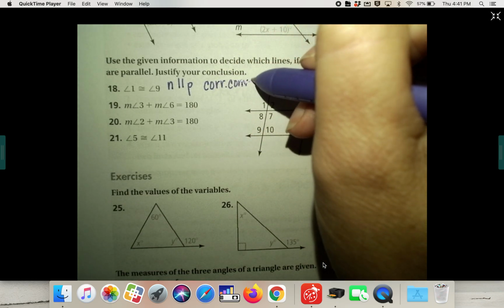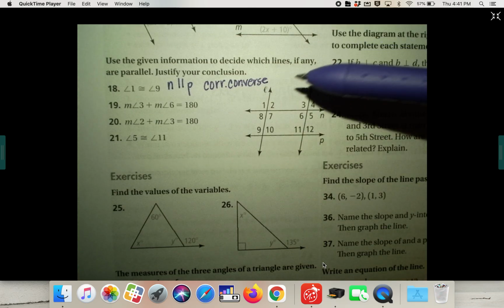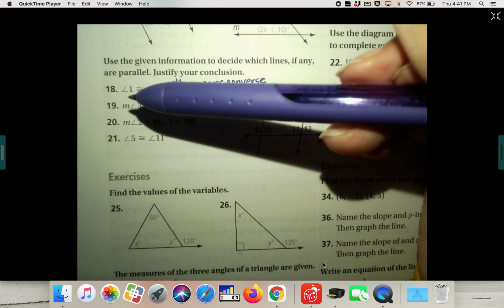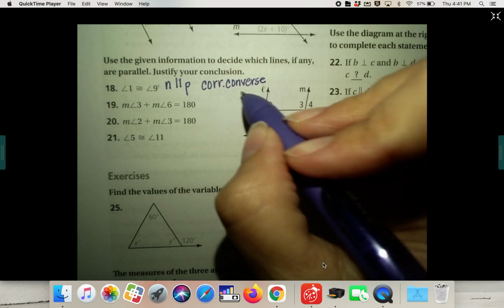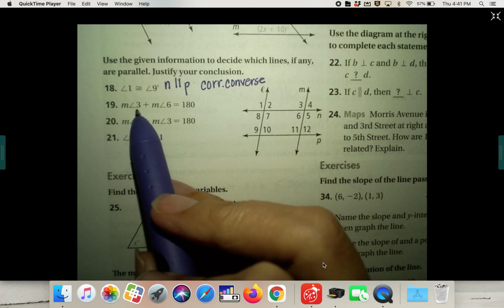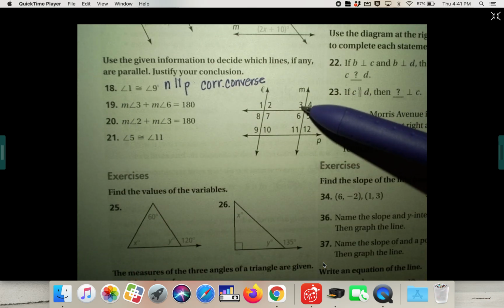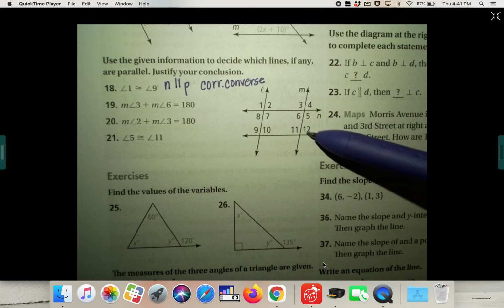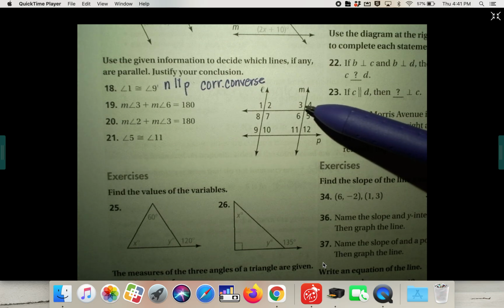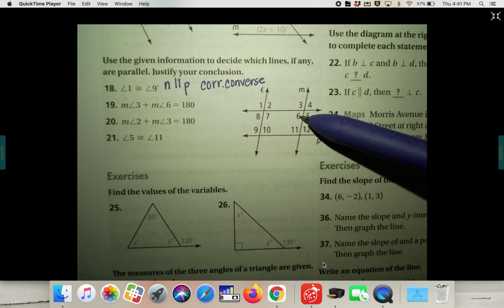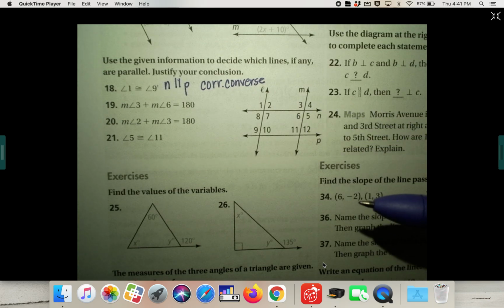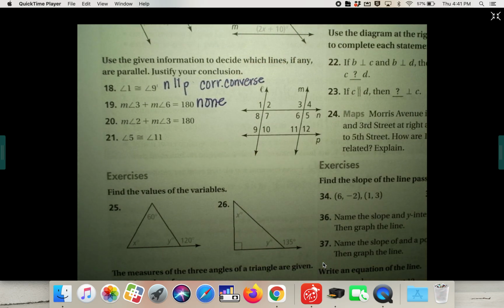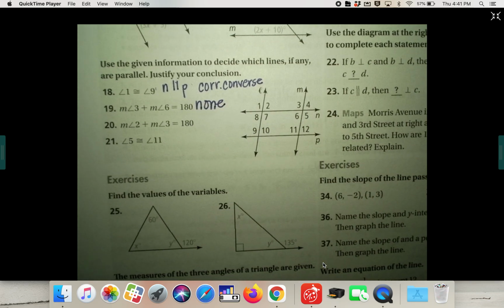This is all going to be converse because we're doing the opposite. This time we're trying to prove that the lines are parallel, not trying to prove that the angles are congruent. So it's backwards, so that's why these are all converse. All right, angle 3 plus angle 6, really that just has to do with this group. That doesn't have anything to do with down here or over here. So this just 3 plus 6 equals 180 has nothing to do with parallel lines. So this one would be none. You cannot prove any lines parallel if angle 3 plus angle 6 equals 180.